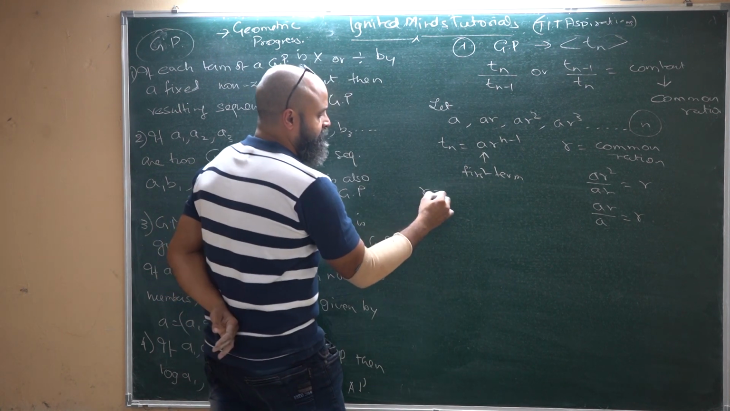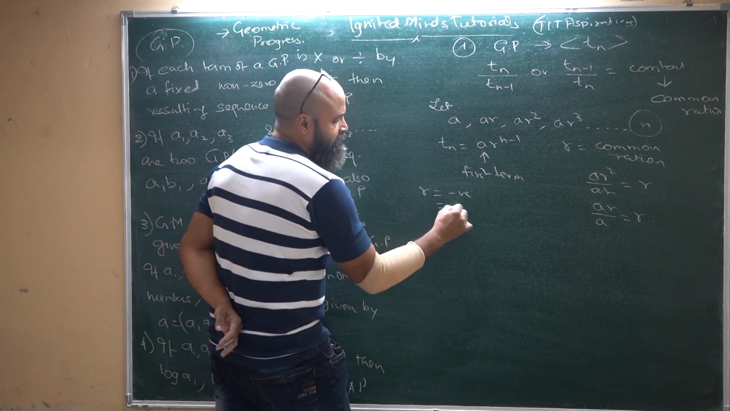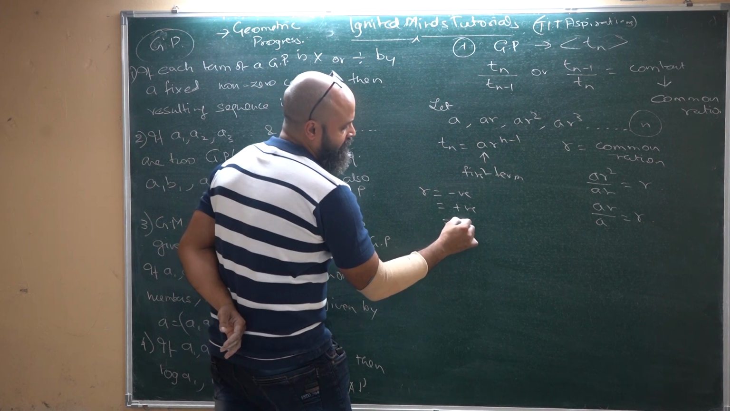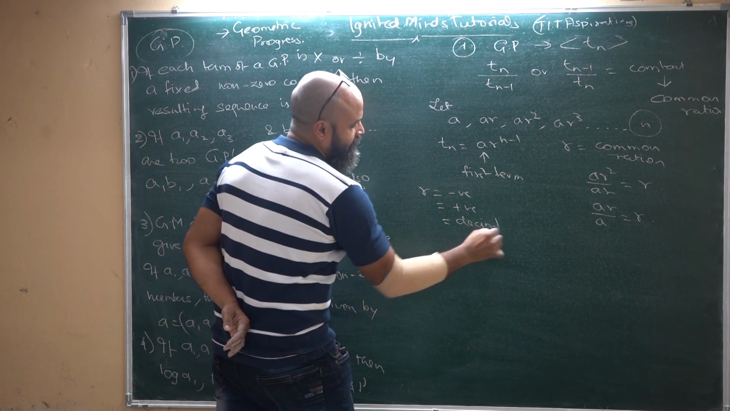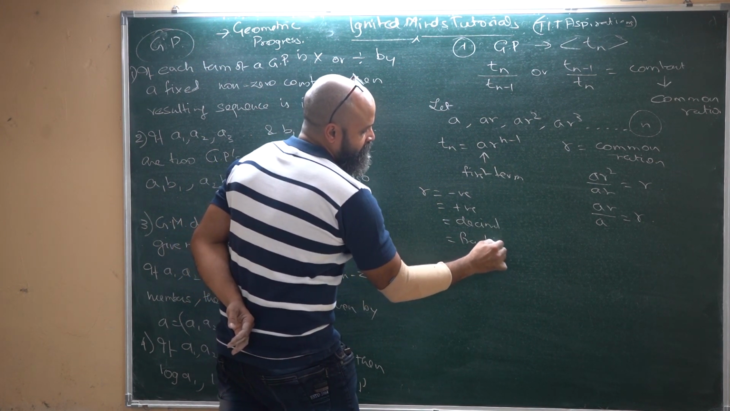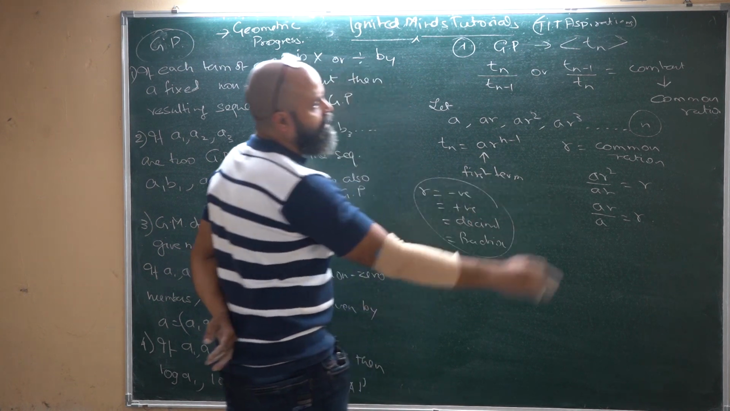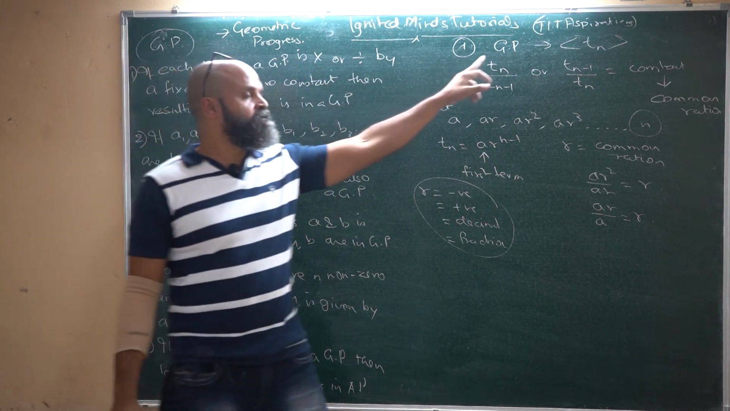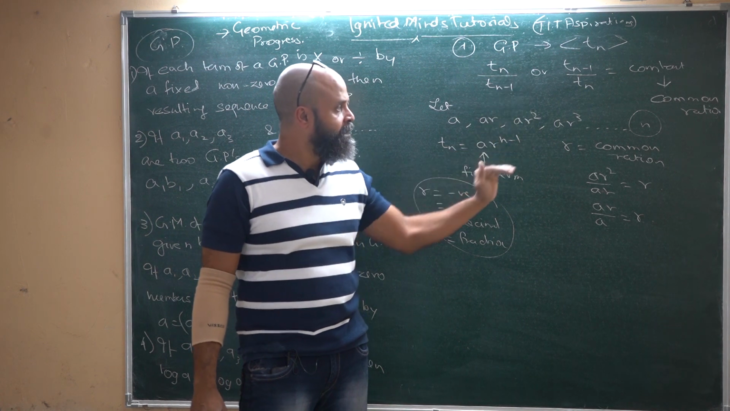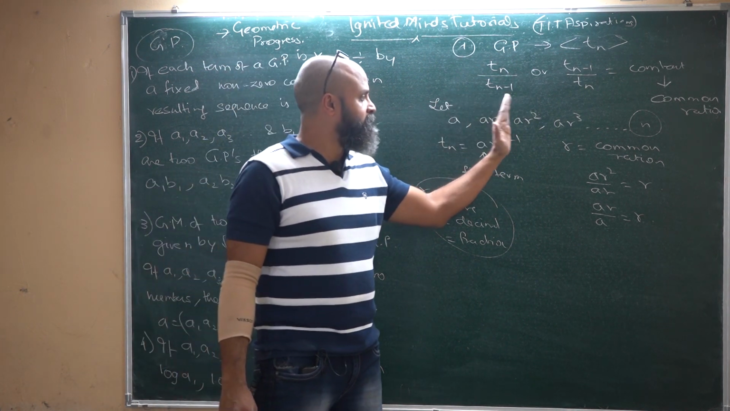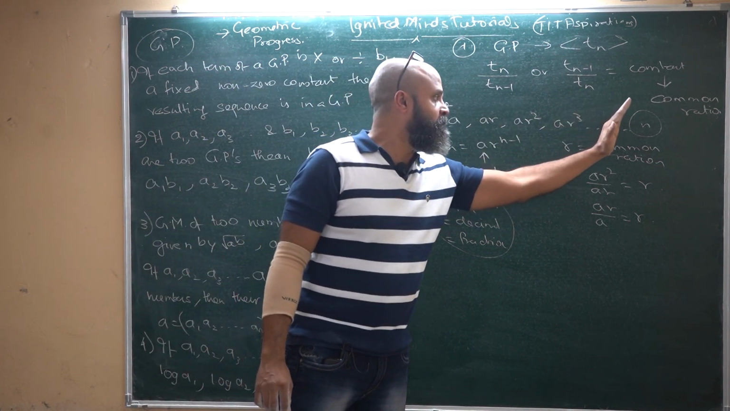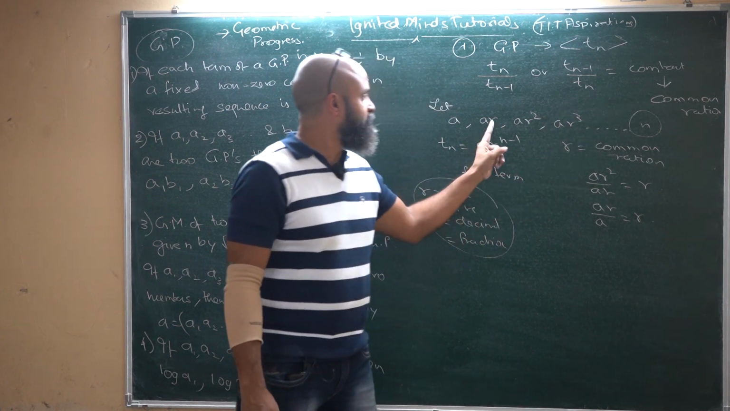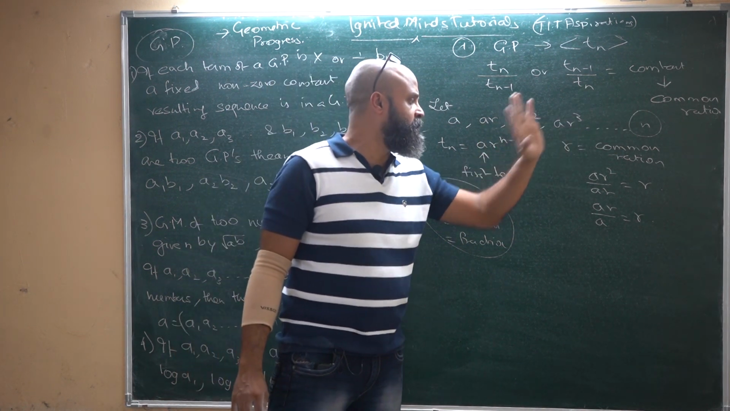This R can either be a negative number, a positive number, a decimal, or a fraction as well. So R has its own criteria. So this forms a GP. In a GP, we constantly multiply the number by an increasing power of the common ratio: R, R square, R cube, and so on and so forth.